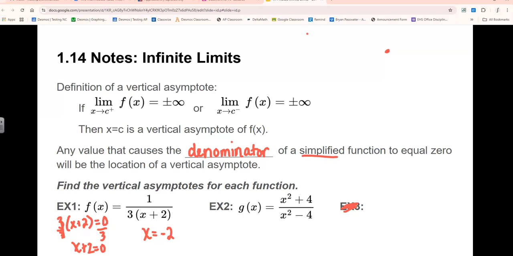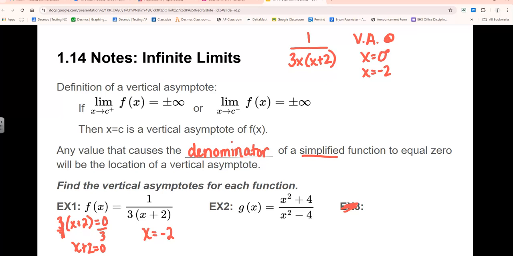Now, if I had something like 3x times x plus 2, where would the vertical asymptotes of that be? It would be at 0 and at negative 2. Because if I have something like 3x, that's an expression with a variable, and I have to think of what would make 3x 0, and what would make x plus 2 be 0. But if it's just a coefficient, it doesn't affect the value.